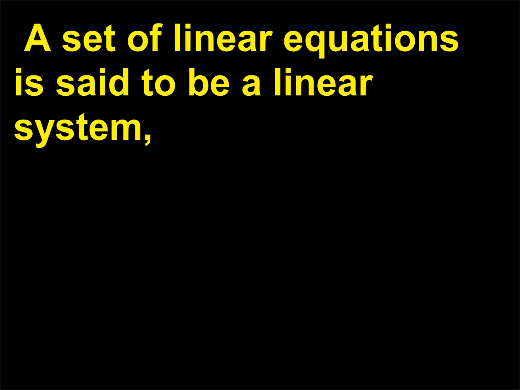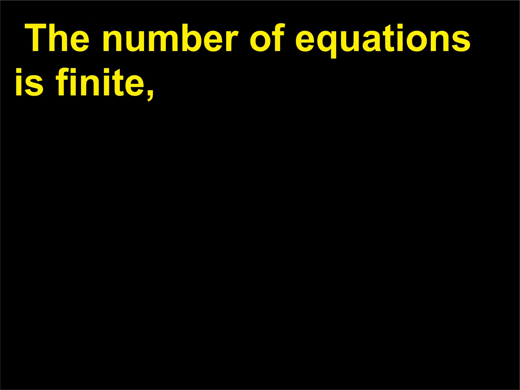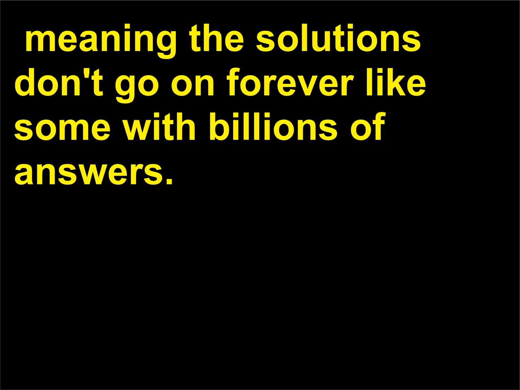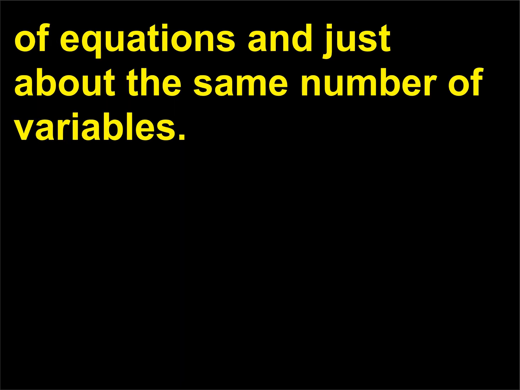A set of linear equations is said to be a linear system, while a set of homogeneous linear equations is called a homogeneous linear system. The number of equations is finite, meaning the solutions don't go on forever like some with billions of answers. But a word of caution: some problems use systems with hundreds of equations and just about the same number of variables.